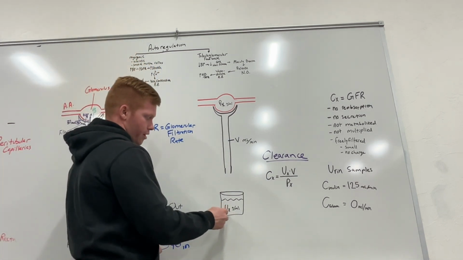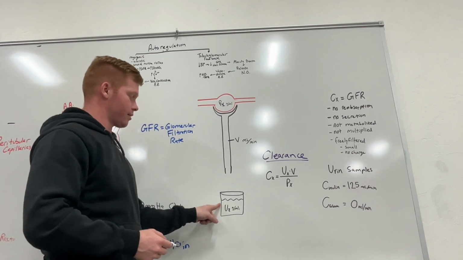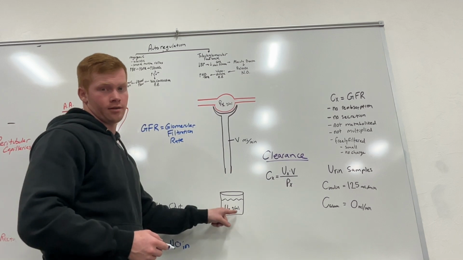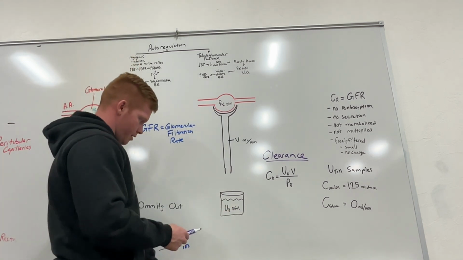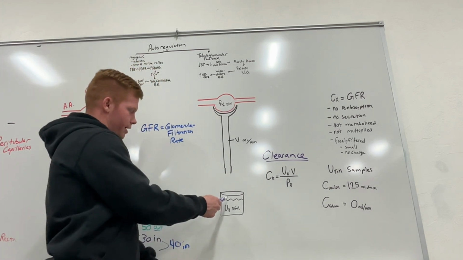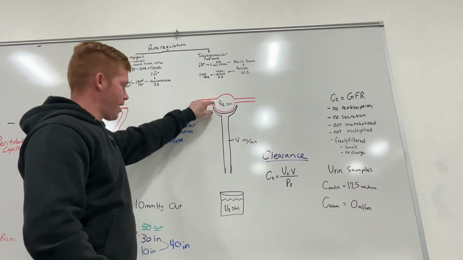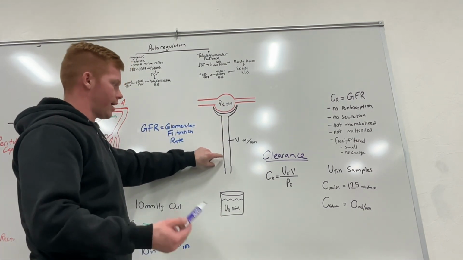So we end up with 125 milligrams per milliliter in our cup. Or maybe it's grams. I think it's grams per milliliter. No, it's probably milligrams. I don't know. But we started with 125, it went through, didn't get reabsorbed, didn't get more secreted, didn't get metabolized, multiplied.